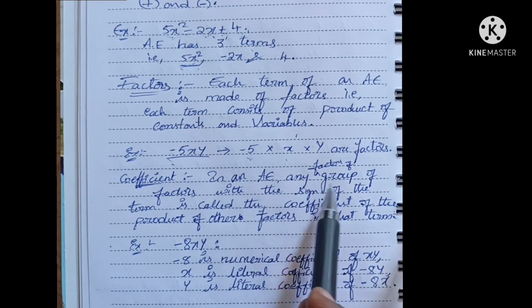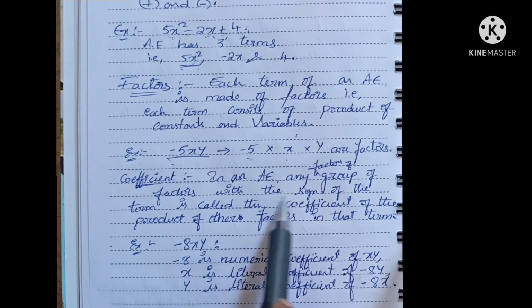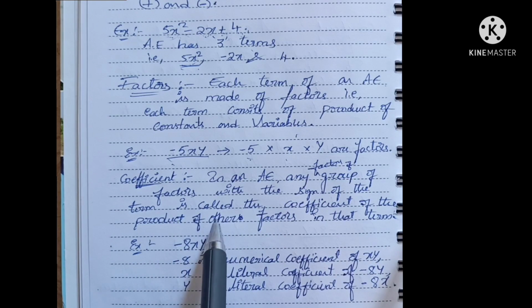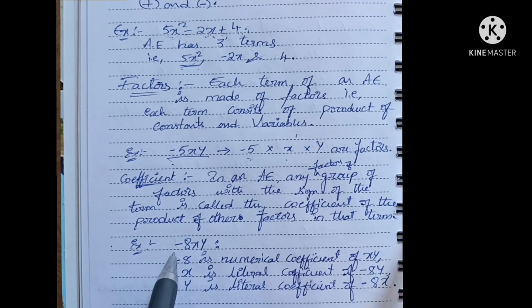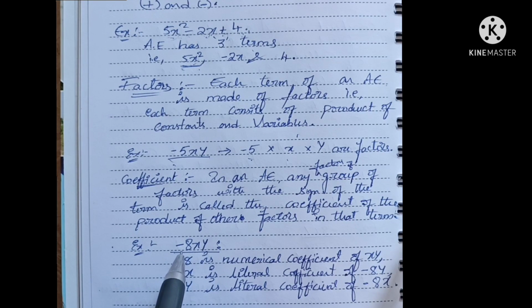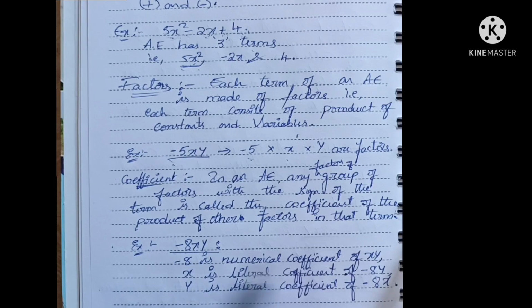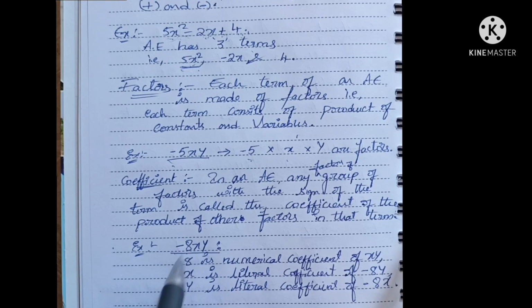In an algebraic expression, any factor or group of factors with the sign of the term is called the coefficient of the product of the other factors in the term. First, let us understand the concept before the definition. Consider an example, minus 8xy. It is a term with a constant minus 8, x is a variable and y is another variable. So minus 8 is a numerical coefficient or constant.